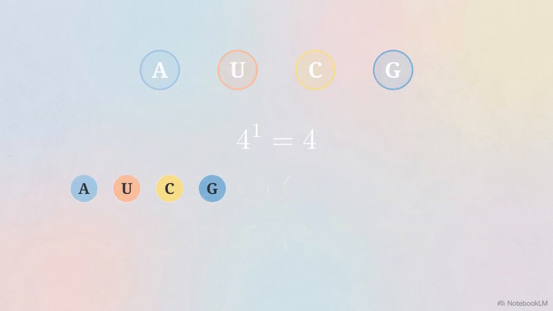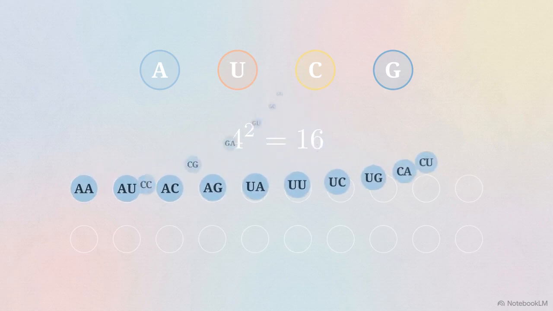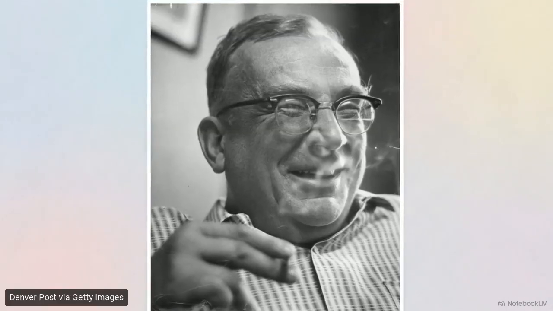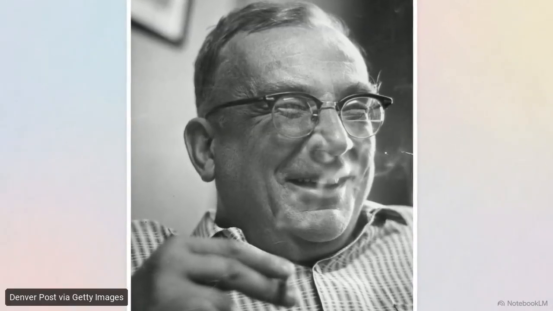RNA is built from just 4 chemical letters, A, U, C, and G. But to build a living organism, those 4 letters need to carry the instructions for 20 completely different amino acids. If one letter coded for one amino acid, we'd only get 4. If they worked in pairs, 4 squared gives us 16. Still not enough. It took a physicist named George Gamow to solve the biological math.